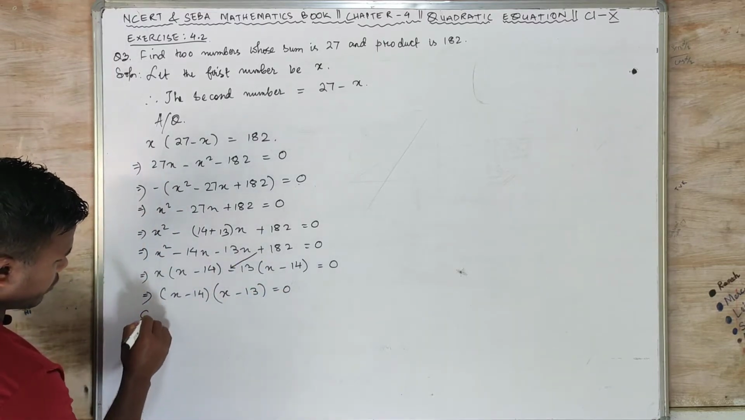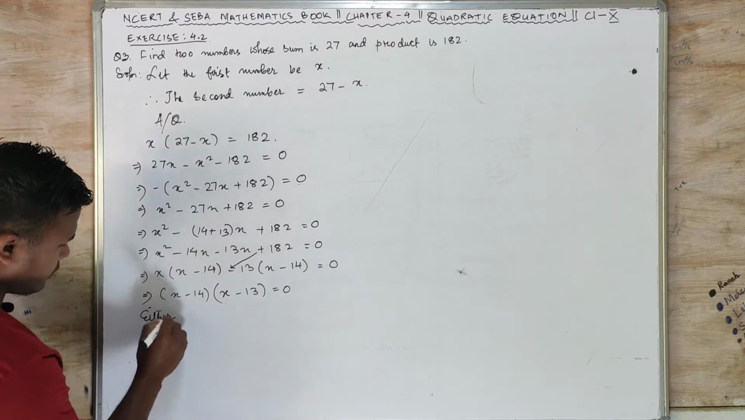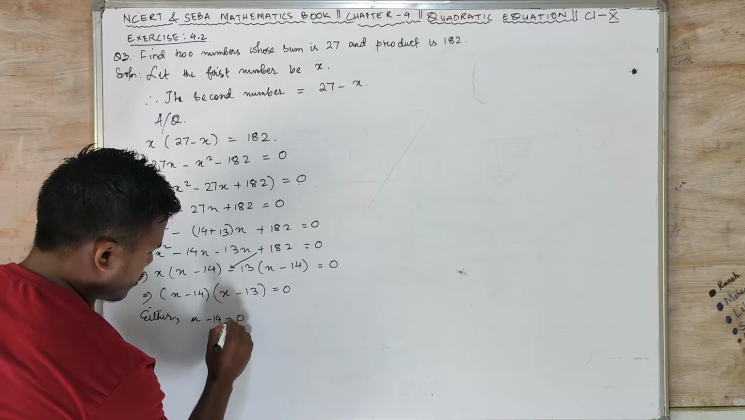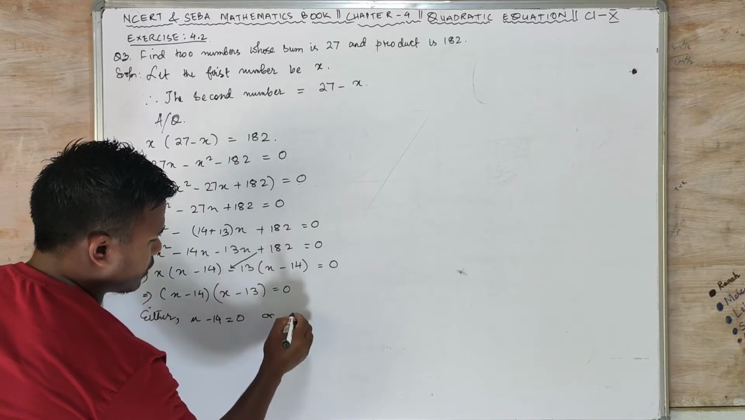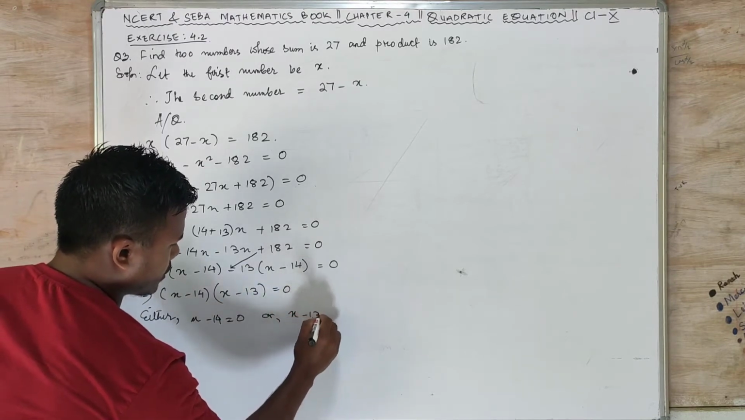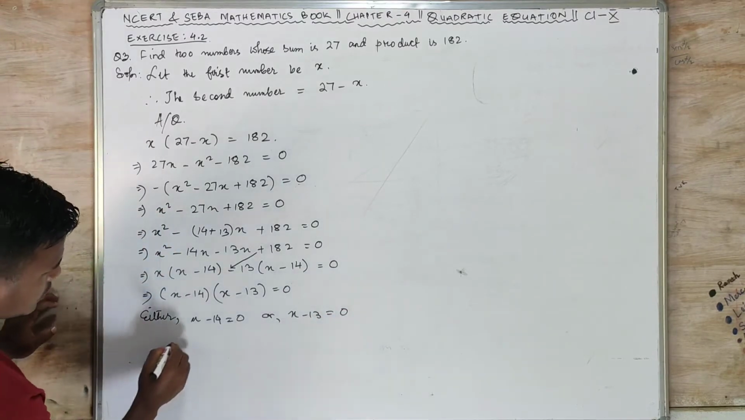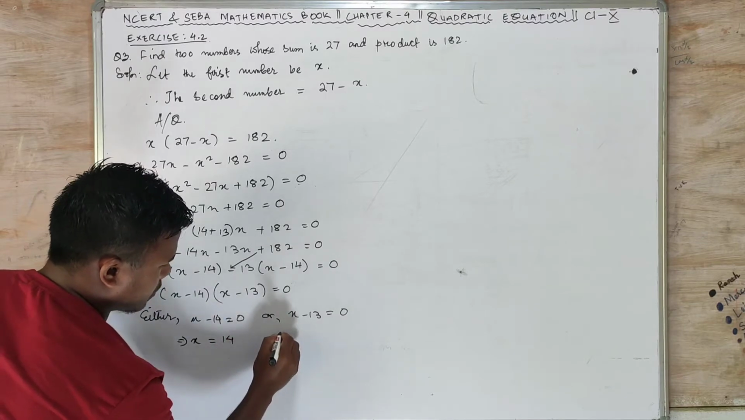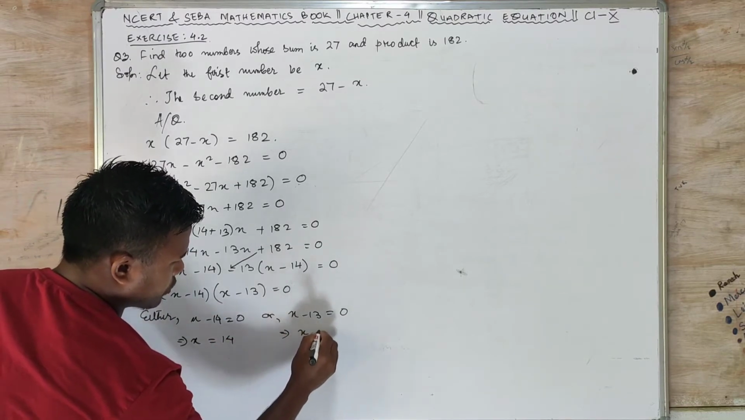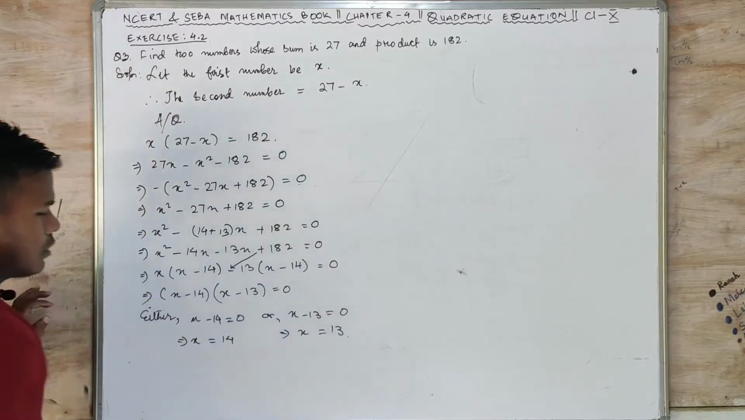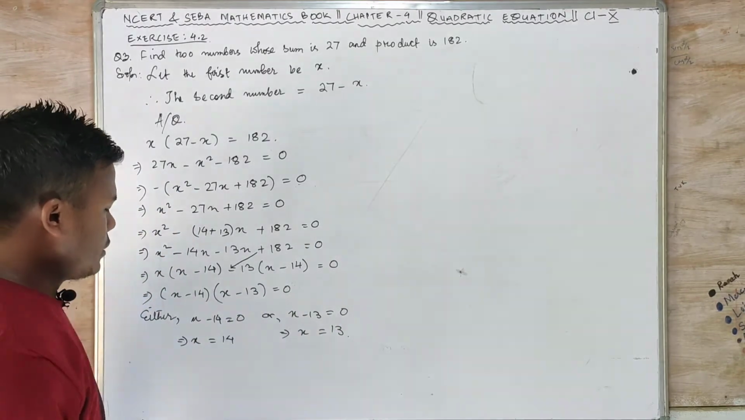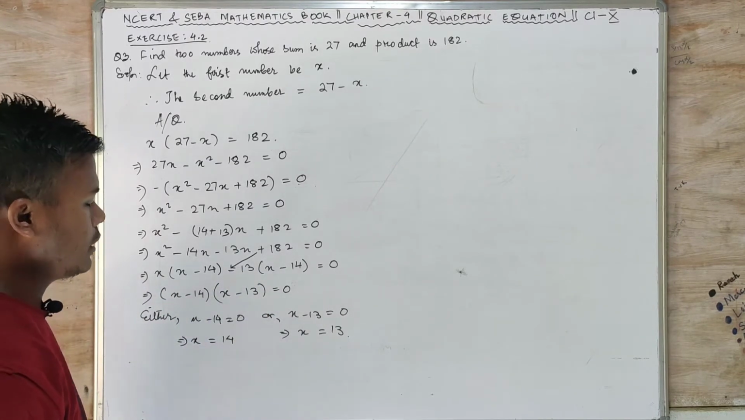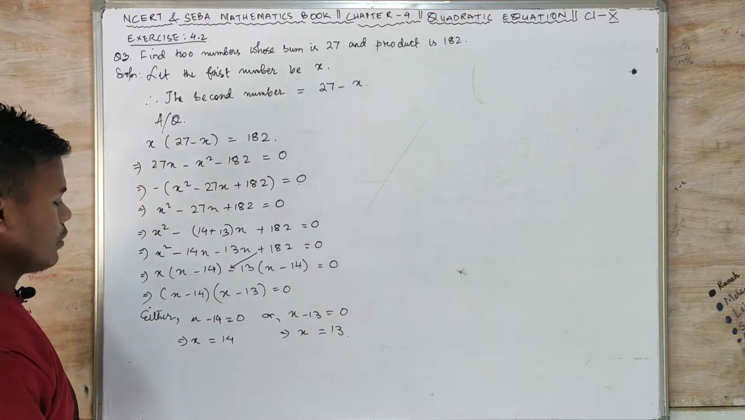So we will go with either or. Either x minus 14 equal to 0, or x minus 13 is equal to 0. Then x is equal to 14, here also x is equal to 13. Since you have got two positive values of x, you can take both the numbers. Therefore the two numbers are 14 and 13, or 13 and 14.